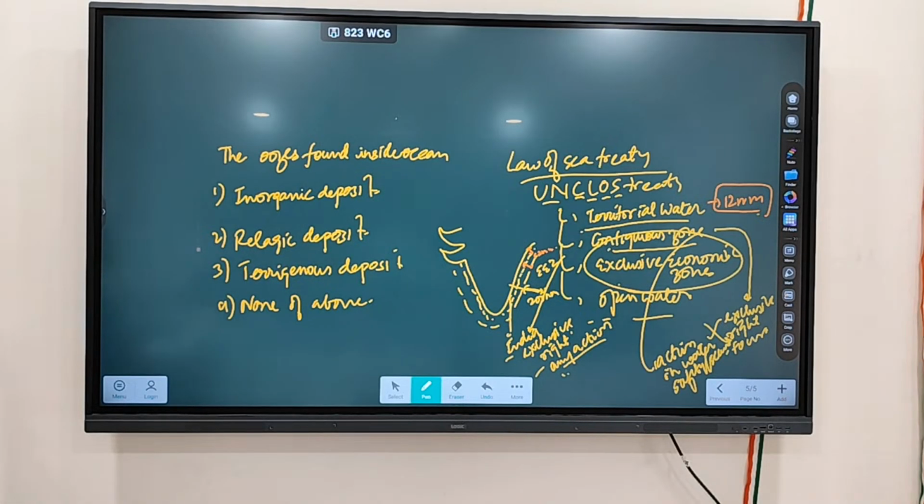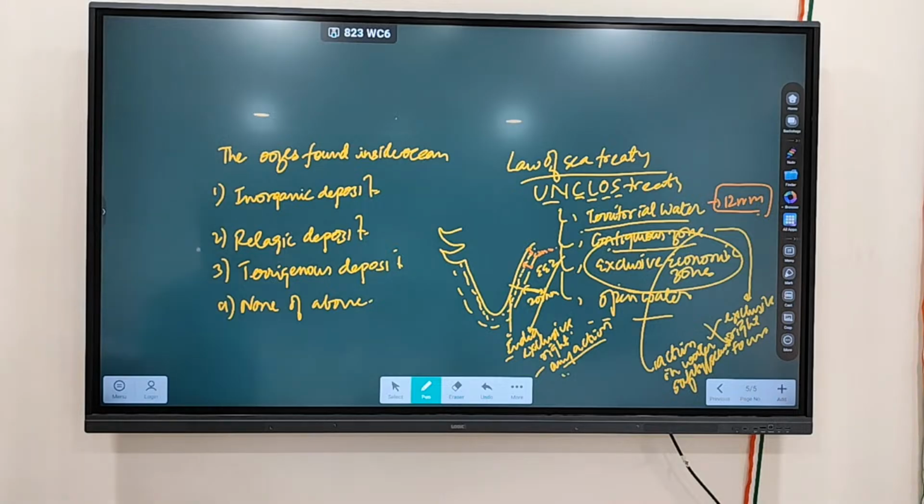This is called an exclusive economic zone. But for that, you have to take permission of whom? Take permission of the international authority. Once permission is given, you can use it for your own development purposes.